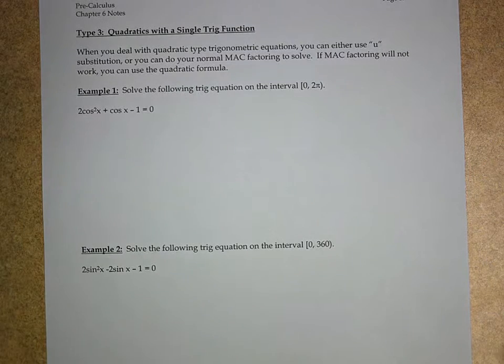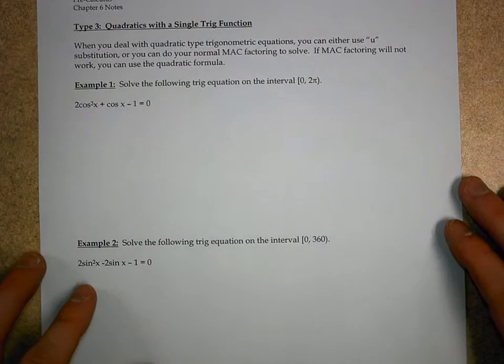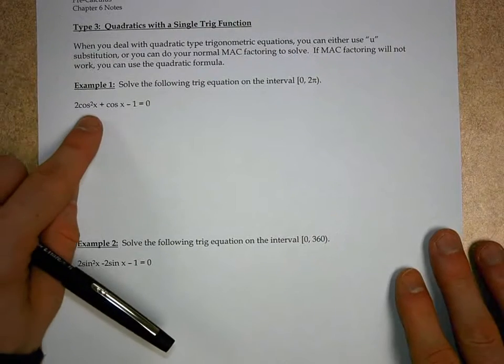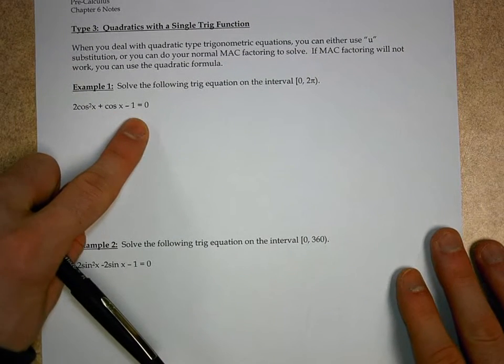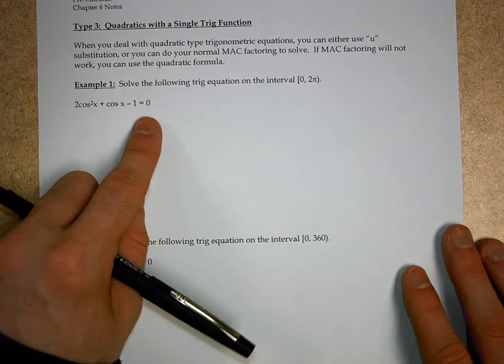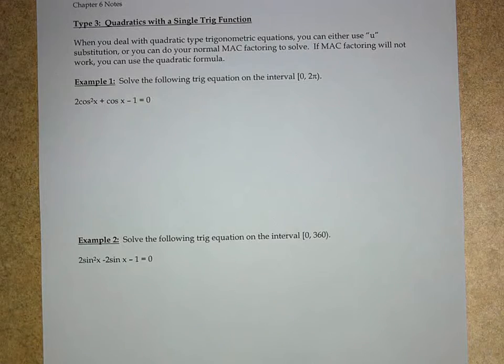So we can use U substitution, we can use Mac factoring, we can use the quadratic formula. Anything that we've done before with quadratics we can still apply here. So for the first one, 2 cosine squared of x plus cosine of x minus 1 equals 0. In order to solve, my equation needs to be equal to 0, and then I can go through and do my Mac factoring.